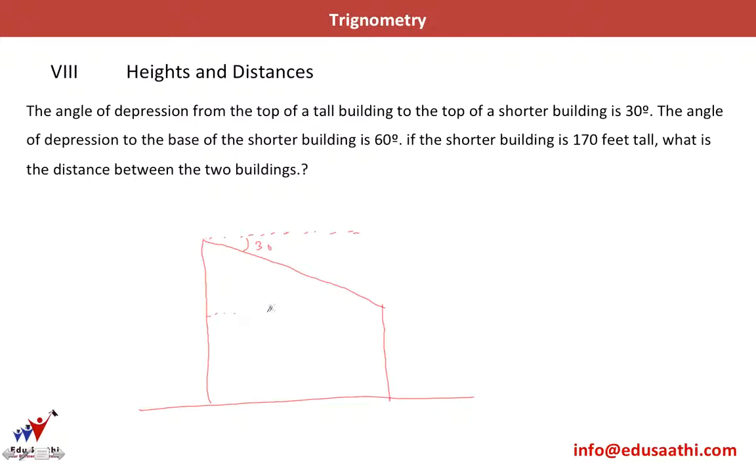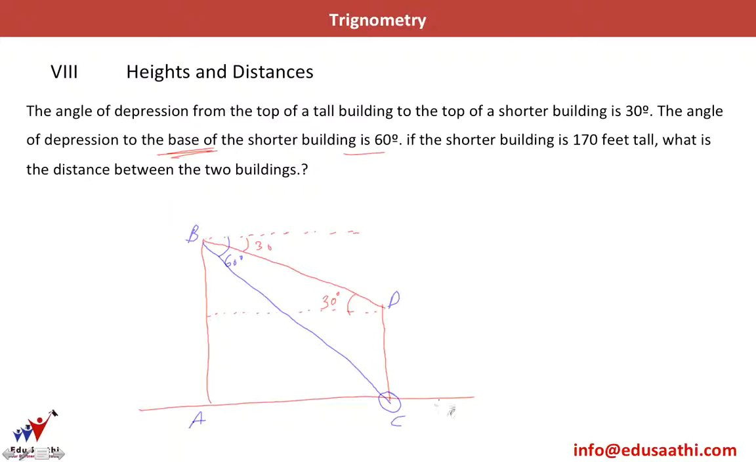Now what I'll do is draw a line parallel to this, passing from the top of this shorter tower. So if this is parallel to this, then this angle also becomes 30 degrees as alternate angles. The angle of depression to the base of the shorter building is 60 degrees. So I have another angle of depression here, which is to the base of this shorter building. I'll just change the ink color so that it is more clear. So I have a building A, B here, which is the taller building, and C, D here, which is the shorter building. So this angle here is 60 degrees.